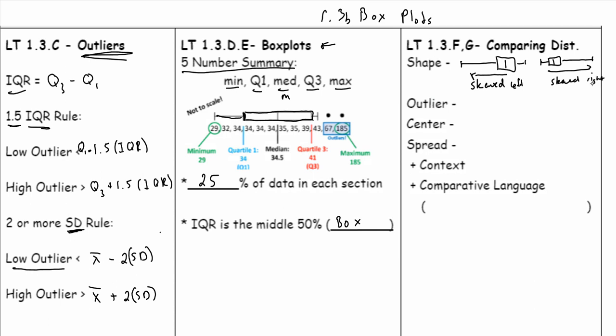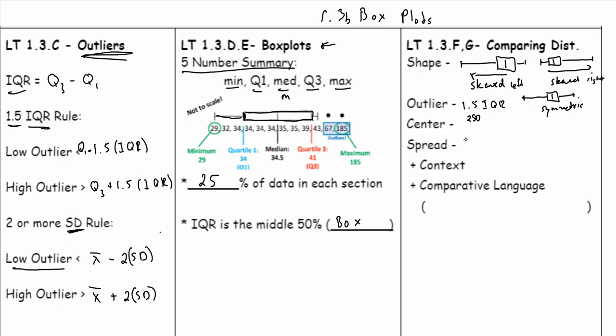And then if you have a box plot like this, and it's kind of in the middle, with a little bit on each side, this is more symmetric. That will be a more symmetric distribution if you look at that. For outliers, we can use the 1.5 IQR rule, and we can also use the 2 standard deviation rule. That's how we can find outliers.